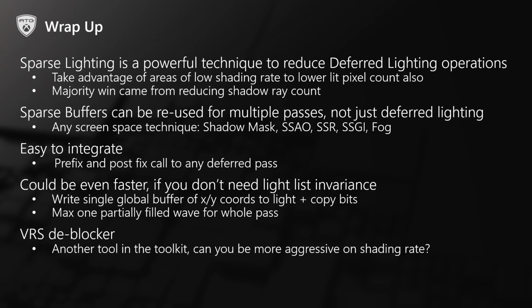Potentially it can be faster if you don't need this invariance, this spatial locality. There is, as I've mentioned, an alternative system of just writing out the pixels to light for the whole frame, and you only get one partially filled wave that way. And then finally, we have this idea of fixing the blocking issues as a post-process, which your mileage may vary, but I think this is worth a try for people.